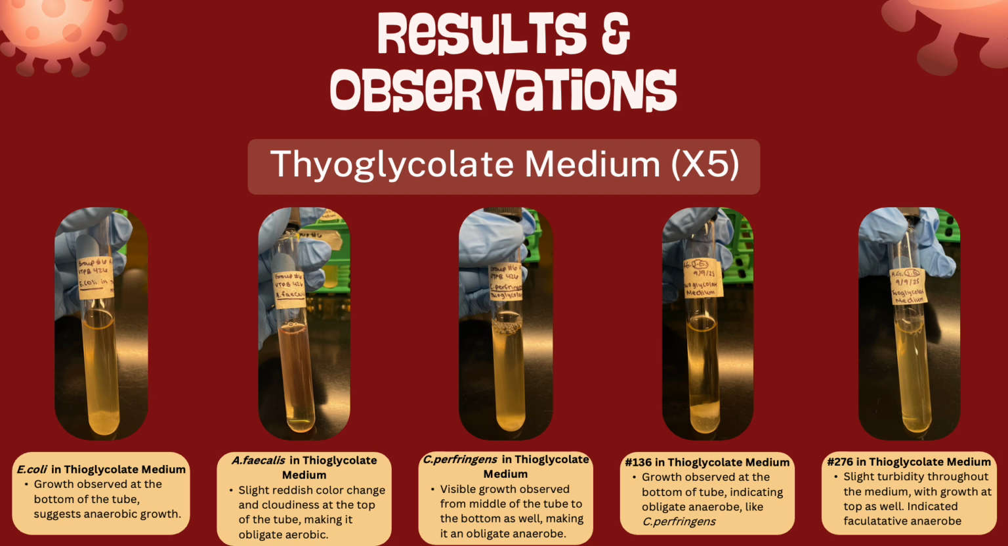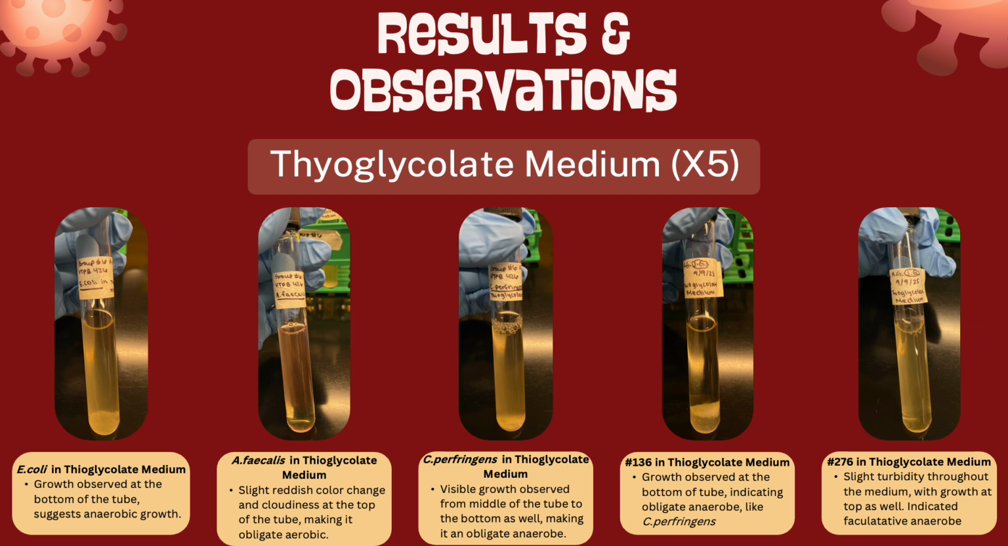Its distribution shows that this anaerobe thrives in little to no oxygen. Our unknown 136 growth was observed only at the bottom of the tube with the rest of the medium remaining clear. This growth pattern indicates an obligate anaerobic organism, since the organism grew only where there was no oxygen. Based on comparison with our controls, this result is most consistent with C. perfringens.